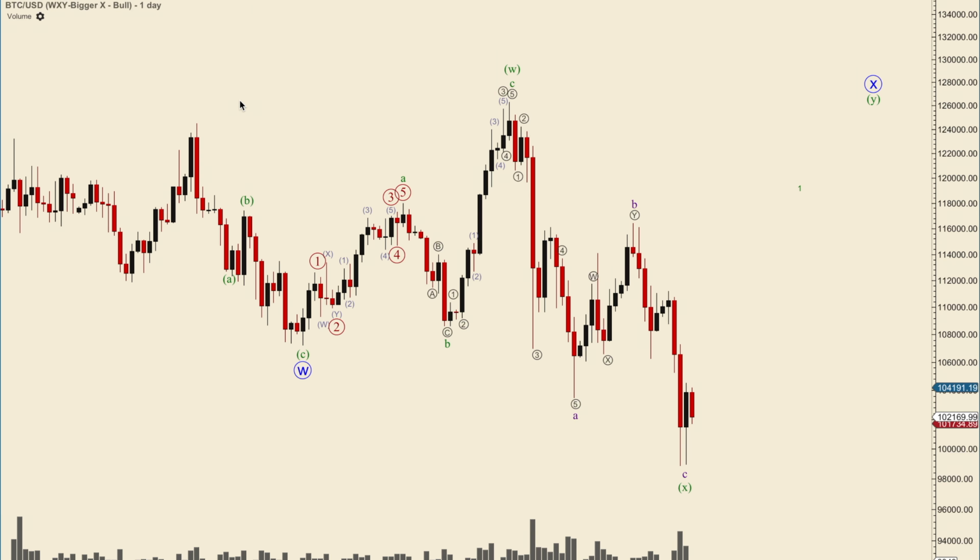Today we're going to take a look at a few different scenarios for the recent Bitcoin price action. Are we in a bear market or is there still hope for the bulls?